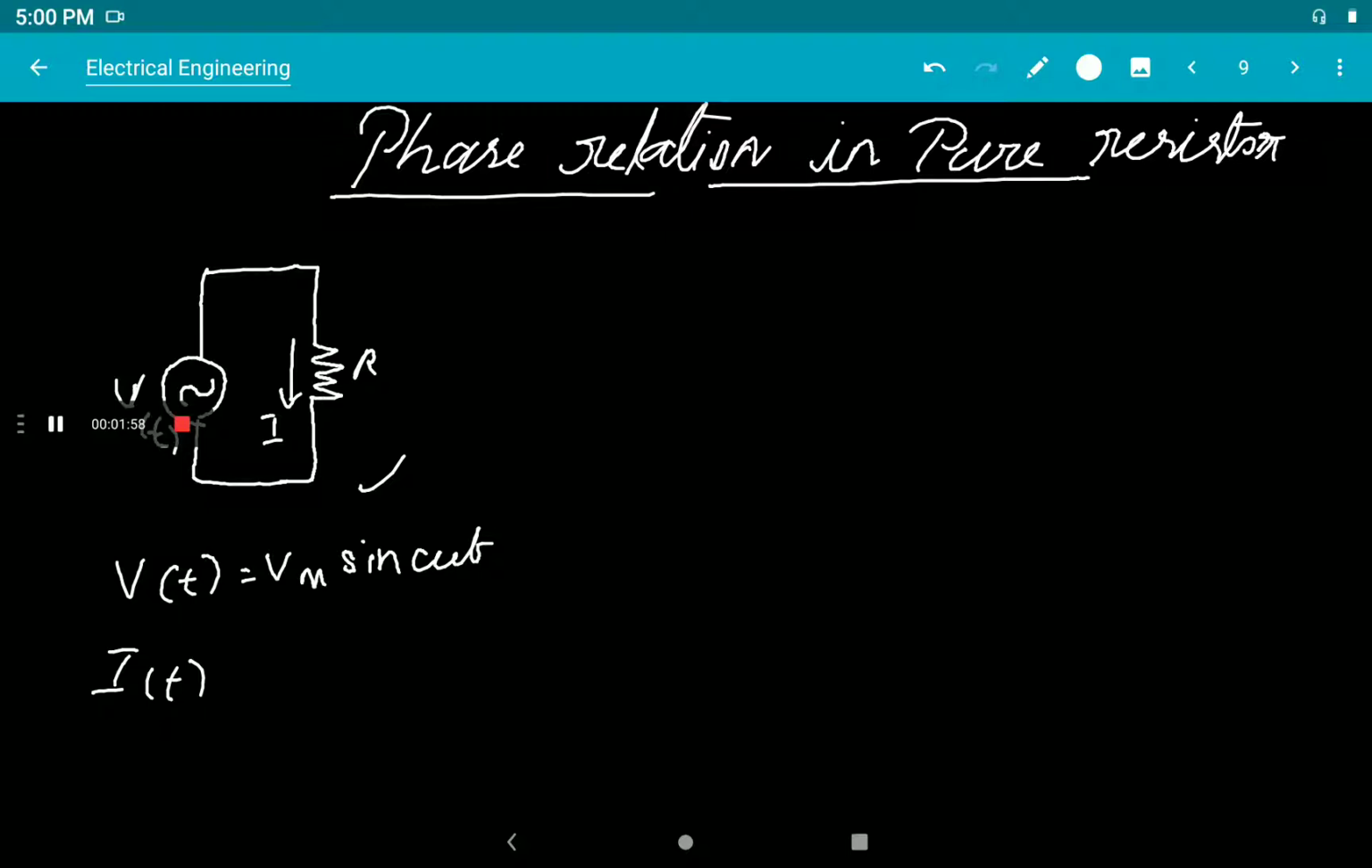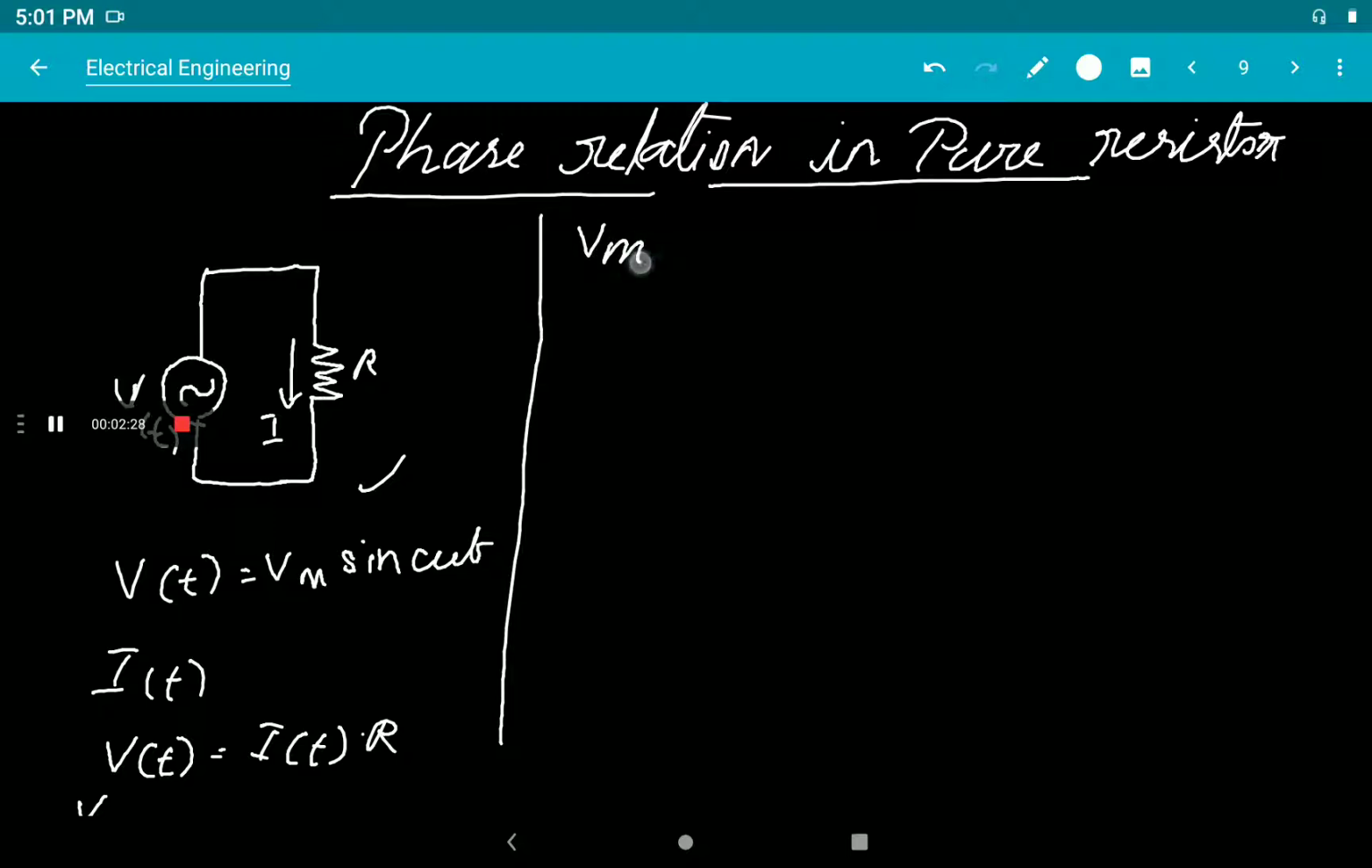What will be the equation according to Ohm's law? What will be the voltage equation? V of t is equal to I of t into R. We can write it as IR. V is equal to IR by Ohm's law. So the voltage equation is V of t is equal to I of t into R. So by putting the value of the V of t equation, Vm sin omega t is equal to I of t into R.